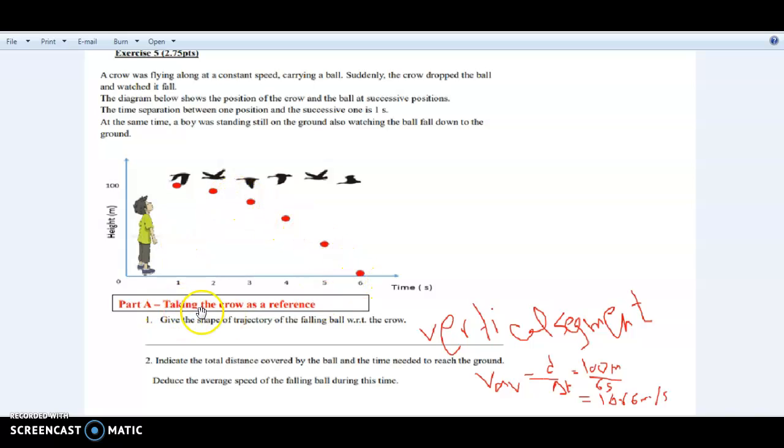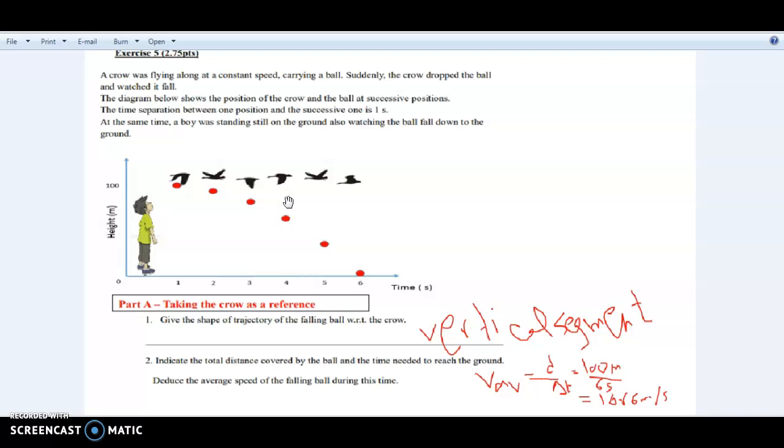So in part A, taking the crow as a reference, give the shape of the trajectory of the falling ball with respect to the crow. It's a vertical segment because each time the crow moves from one position to another, the ball still appears to be under it but moving downwards away from it. So if you join the successive positions of the ball with respect to the crow, who's always seeing the ball below it, it's going to be a vertical segment.